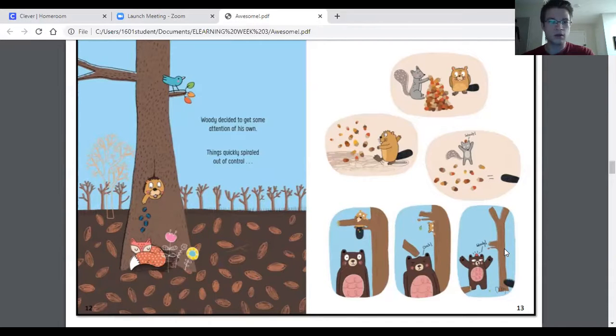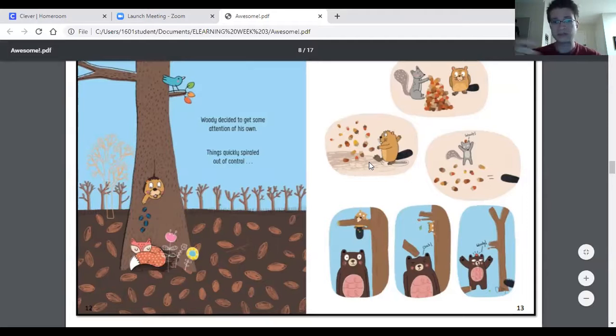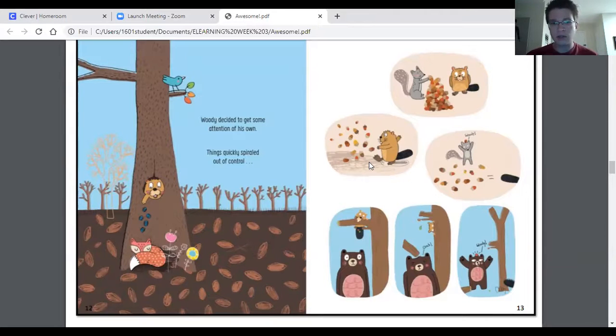wrong? Well, one of the things you guys talked about yesterday was that Woody is dropping things onto Fox's head. He kicked over the squirrel's nut collection, and then he dropped a huge branch on the bear's head. That doesn't sound right to me. In fact, that sounds quite mischievous. That sounds quite naughty, meaning Woody is acting naughty. He's doing something wrong. But think about why. Let's empathize with him for a second. Why is he acting this way?